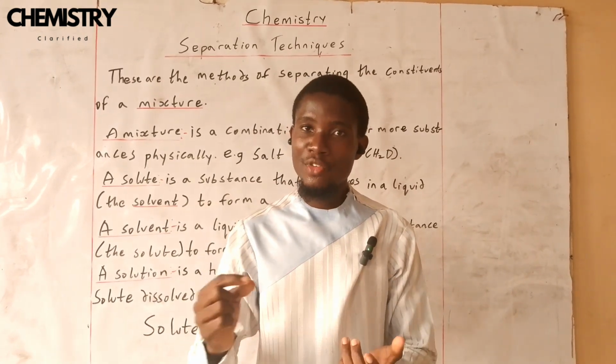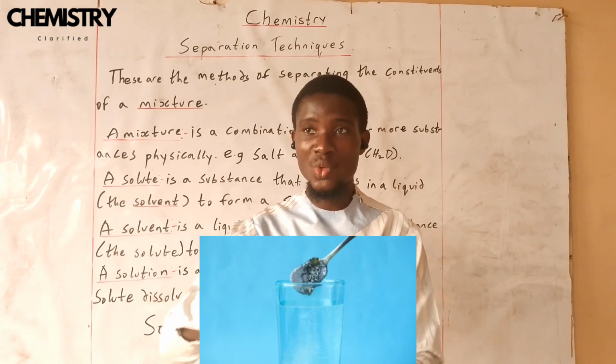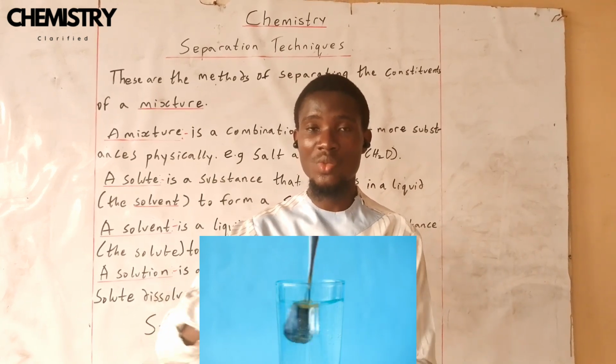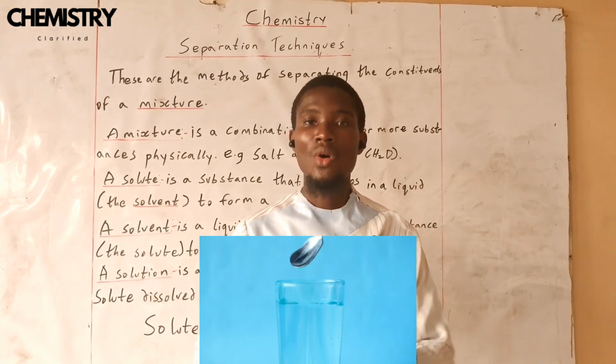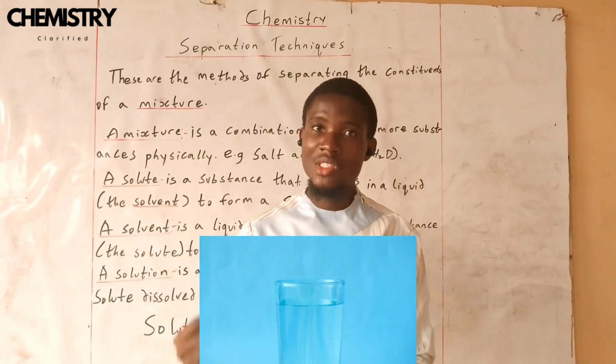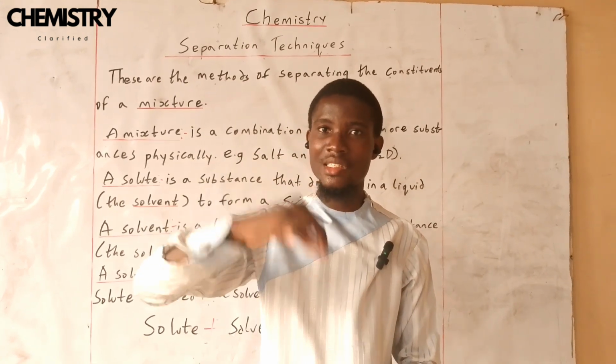For instance, if you put salt in water, it is going to disappear. That is going to dissolve in that water. You will not see the salt again. It will mix with the water. It will form a homogeneous mixture with the water. Now, when this happens, the salt is the solute. The one that is dissolving in that thing is the solute.